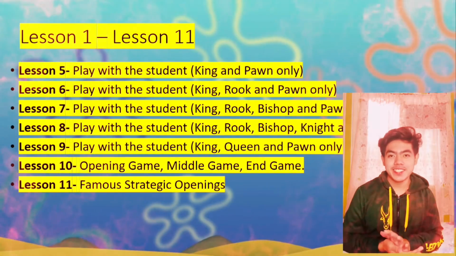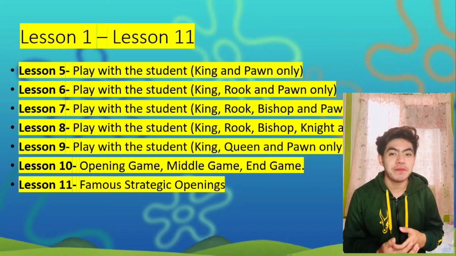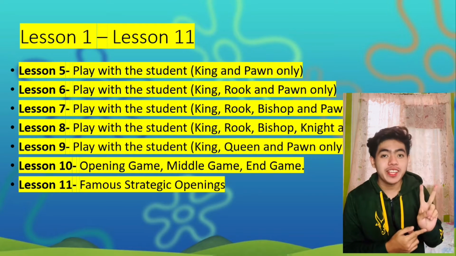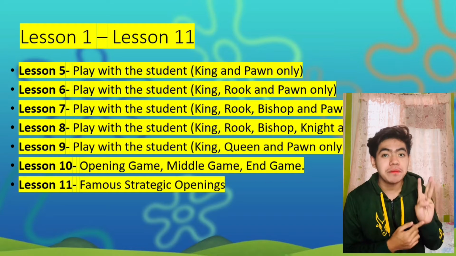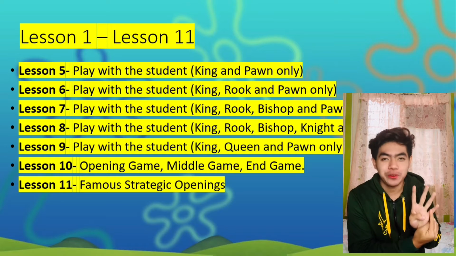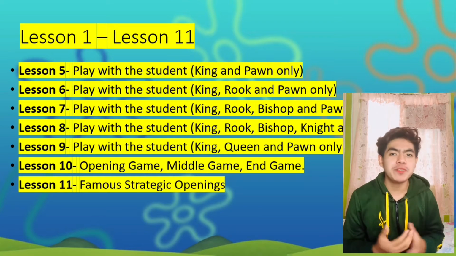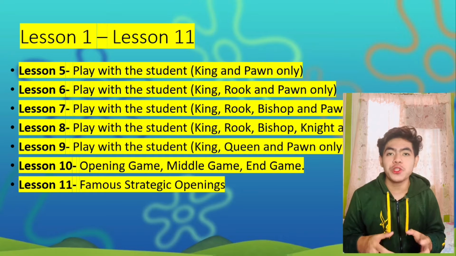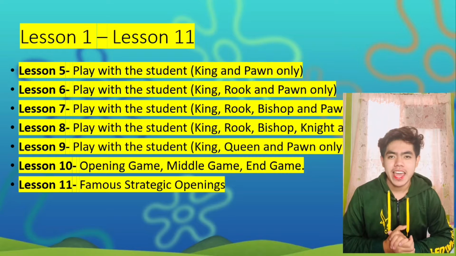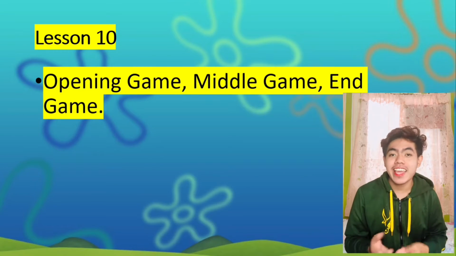If you're a beginner student, our next sessions entail the different movement and gameplay of king and pawn only, king, pawn, and rook only, king, pawn, bishop, and rook only, king, pawn, knight, and rook only, and the king, queen, and pawn only. The main objective of those gameplays is for you to be able to calculate the different movements of the chess pieces. After that, we also have discussed the opening, middle, and endgame.